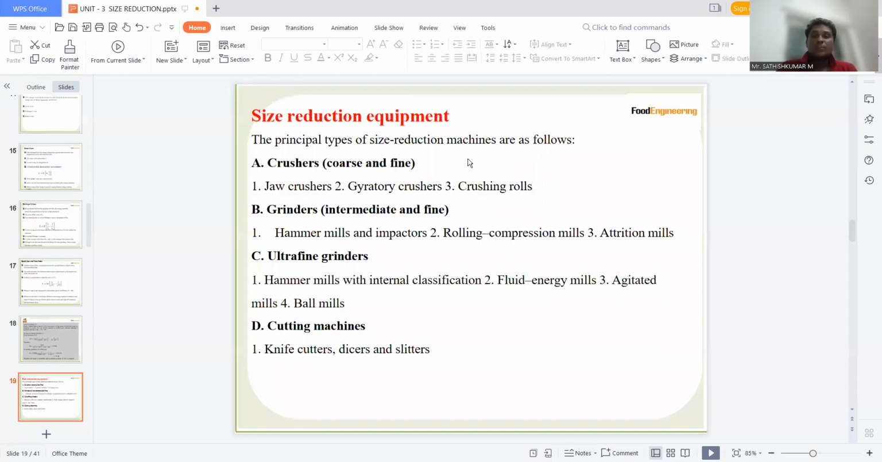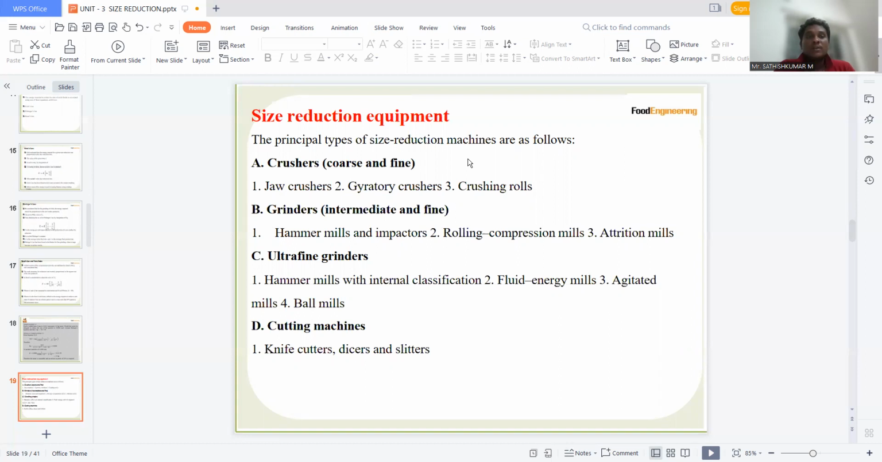Next we move on to the equipment used for size reduction processes. The principal types of size reduction machines are as follows. First one, crushers. In the case of crushers, three types of crushers are there: jaw crusher, gyratory crusher, and then crushing rolls.